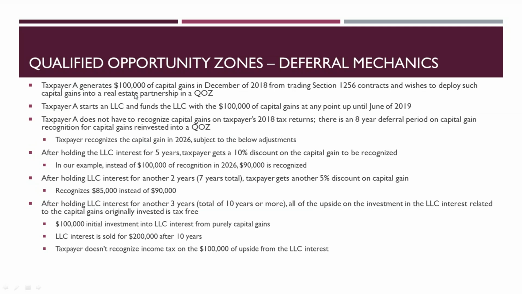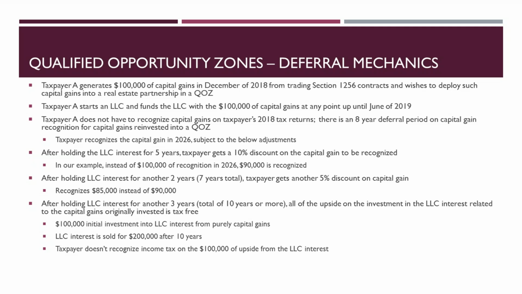I'm going to use an example here. It's pretty detailed. So taxpayer A generates $100,000 of capital gains in December of 2018 from trading 1256 contracts and wishes to deploy such capital gains into a real estate partnership in a QOZ. Taxpayer A starts an LLC and funds the LLC with $100,000 of capital gains. I wrote here at any point up until June of 2019.